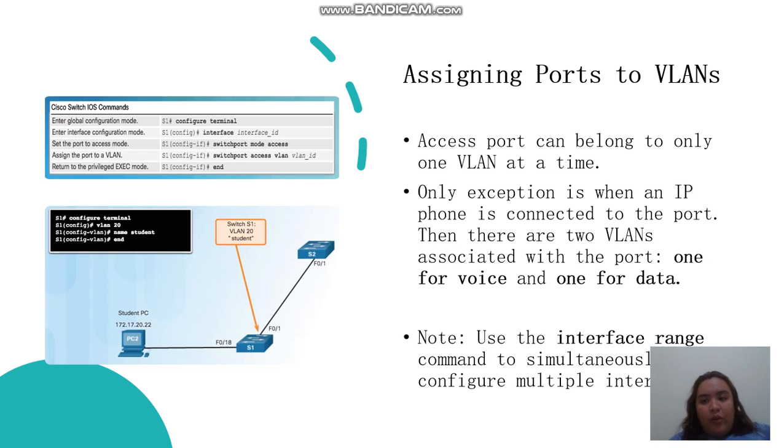In assigning ports to VLANs, an access port can belong to only one VLAN at a time. The only exception is when an IP phone is connected to the port, then there are two VLANs associated with the port: one for voice and one for data.